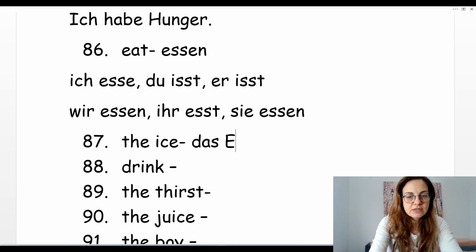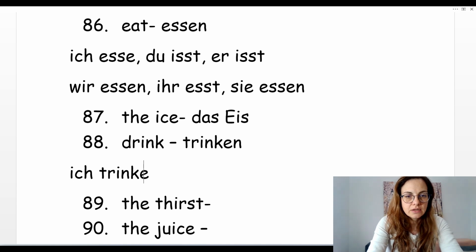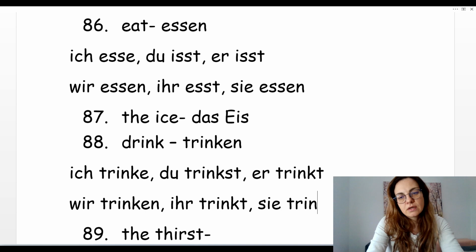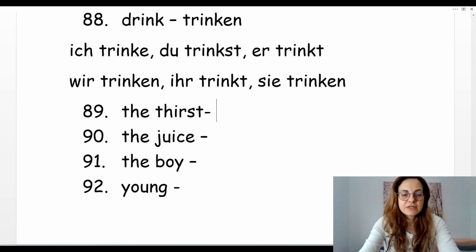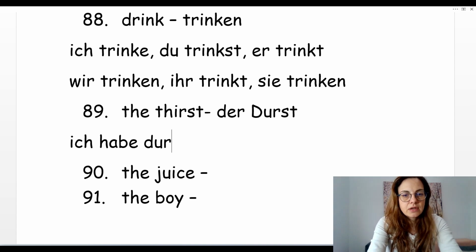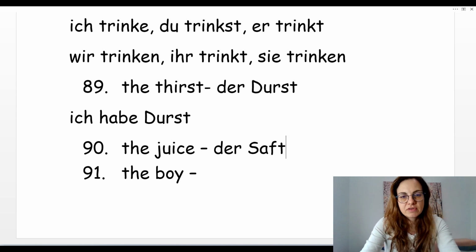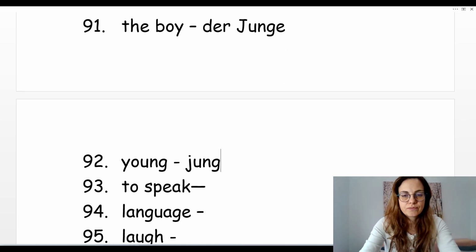Ice or ice cream is das Eis. To drink, trinken. Ich trinke, du trinkst, er trinkt, wir trinken, ihr trinkt, sie trinken. The thirst is der Durst. So, I'm thirsty, ich habe Durst. Juice is der Saft. Boy is der Junge. Young is jung.